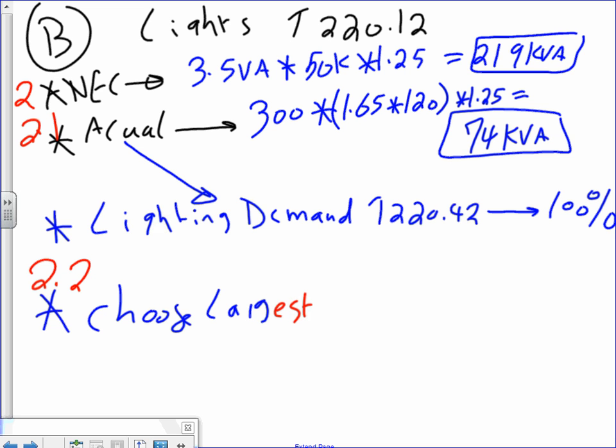Okay, 74. Now, do me a favor. Do we have to apply lighting demand load 220.42 on this number? Do we have to apply the demand? Remember that the demand was what? 100%. So, no. Here's the deal. If that was a house, what would you do with this number here? If it was a house, you have to go apply the demand factor on it, which we will do. But in this case, do I have to worry about the lighting demand factor? It's 100%.